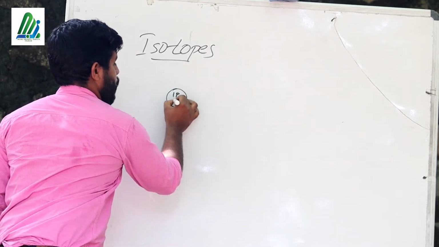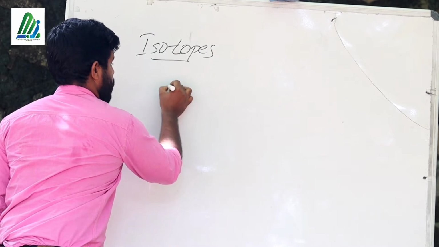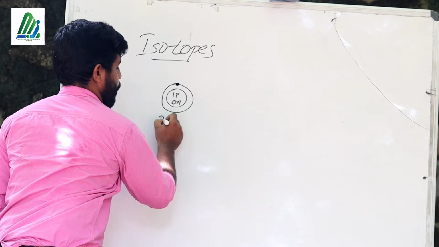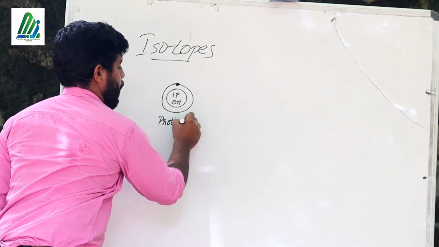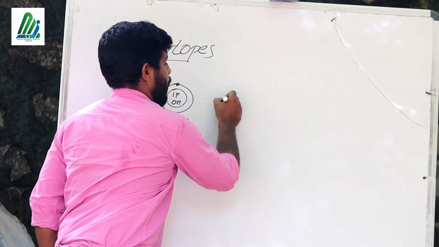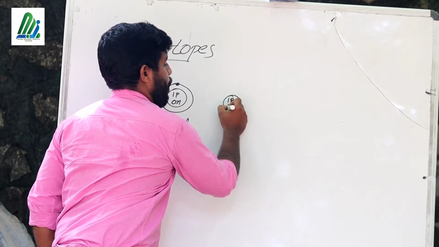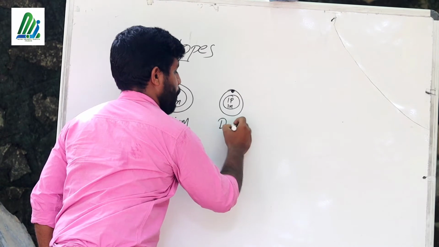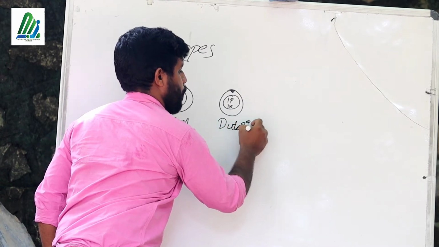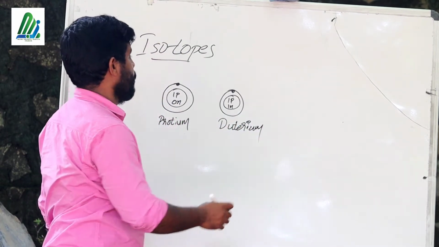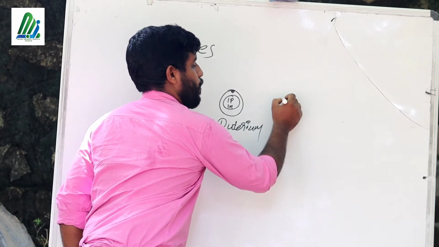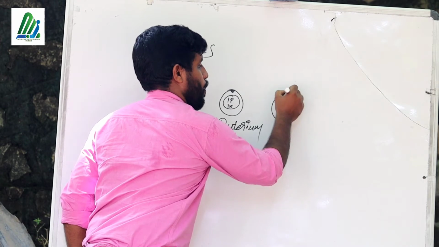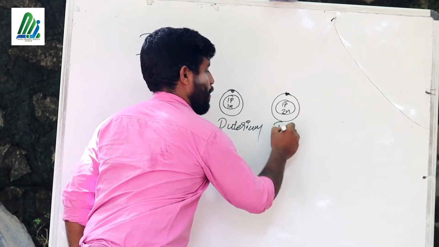1 proton, 0 neutron, and on one shell there is an electron. This is protium. Then the second one: there is a nucleus with 1 proton and 1 neutron, and one shell with 1 electron. It is deuterium. And the third one: nucleus, 1 proton, 2 neutrons and 1 electron. This is tritium.